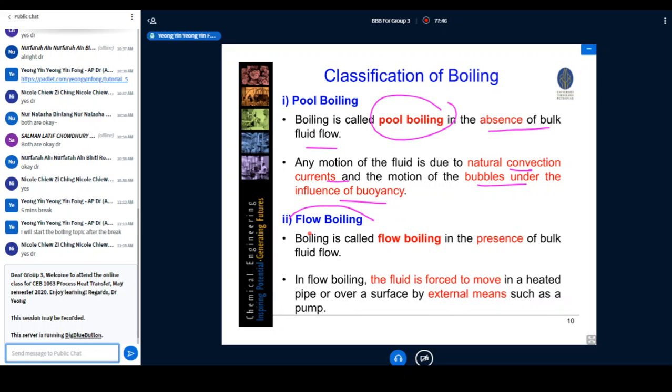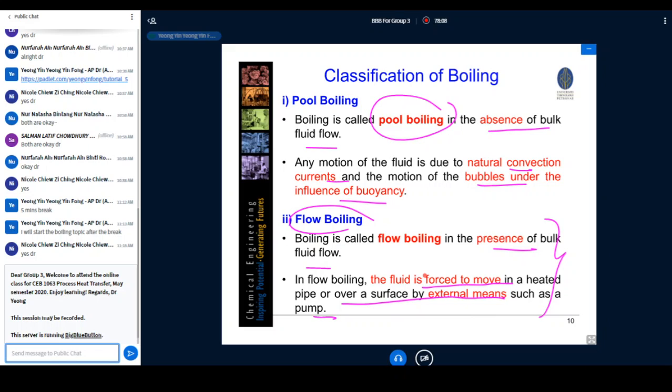On the other hand, we have flow boiling. Flow boiling is in the presence of forced fluid flow, meaning that the fluid is forced to move in the heated pipe or over the surface by external means, like what you have learned in external forced convection. It's called flow boiling. You have external means to pump the liquid to flow through the pipe.